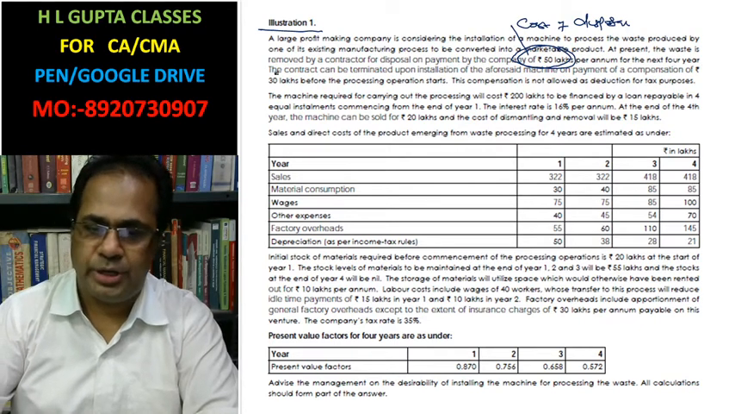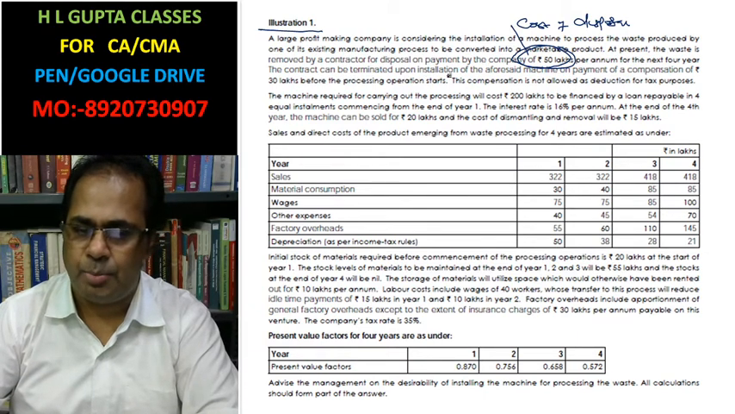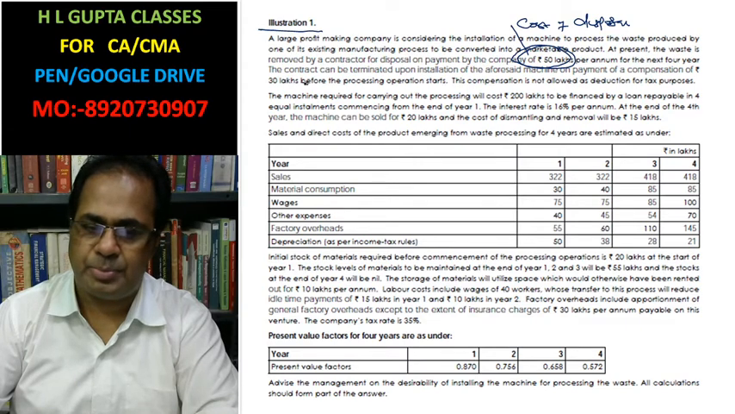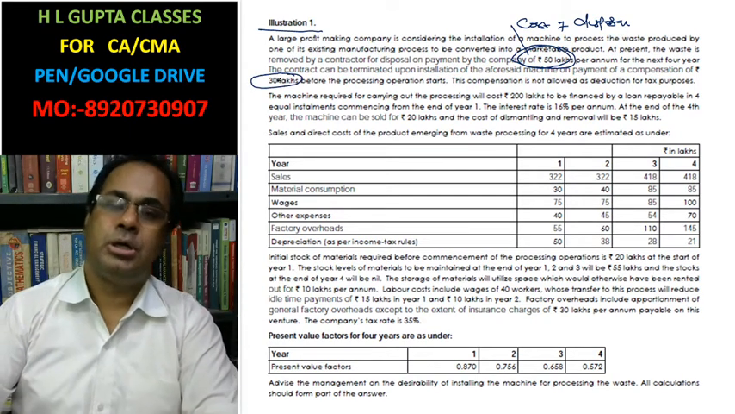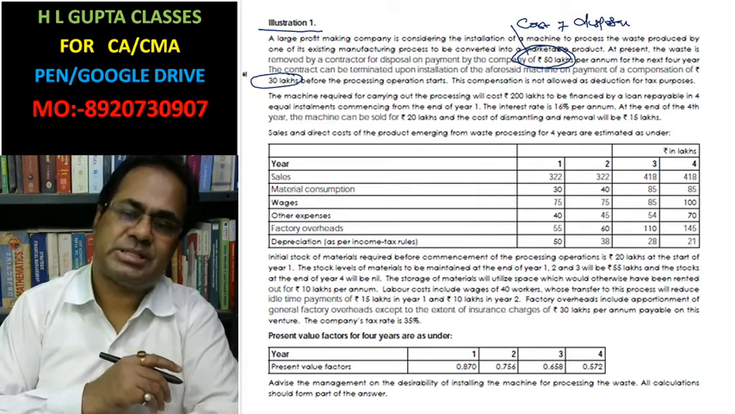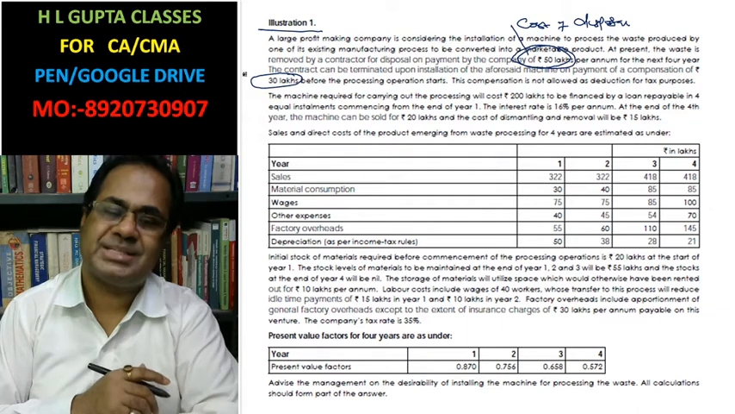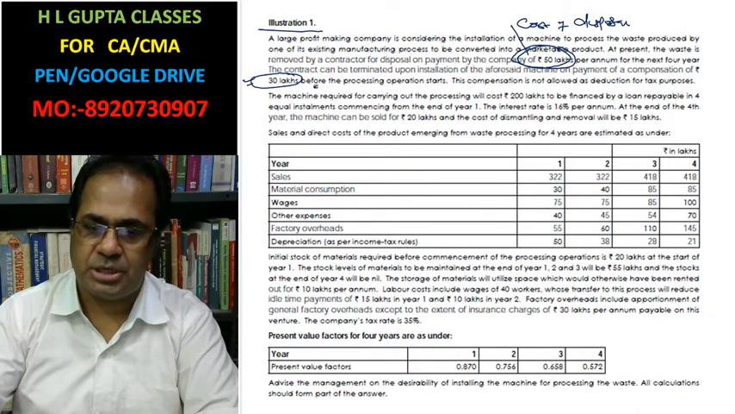The contract is for the next 4 years, and it can be terminated upon the installation of the aforesaid machine. Payment of commission of rupees 30 lakh is required. This is the cost. If you are going to terminate the contract, you will have to pay compensation of 30 lakh.